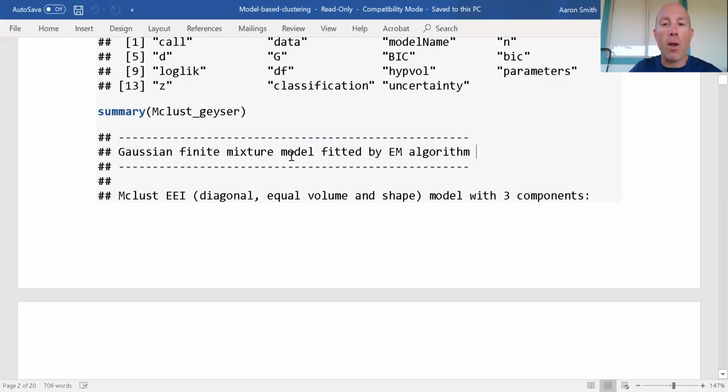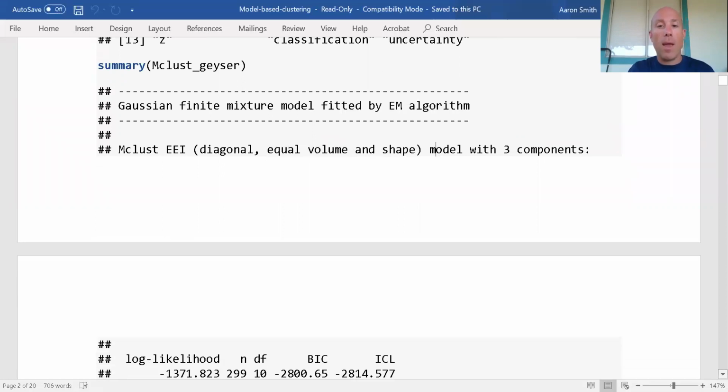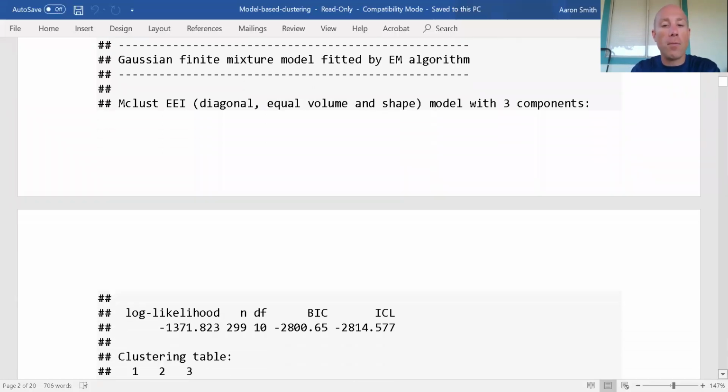It is a finite mixture model fitted with the EM algorithm, and it's saying it's an EEI. This is saying that we've got diagonals and equal volume and shape. The main thing is that we've got equal volume and shape for all 3 of these sub-normal distributions. So this model is assuming that the ellipses corresponding to the multivariate normal have equal volume and equal shape. Kind of a big assumption. And that we've got 3 subpopulations going on.